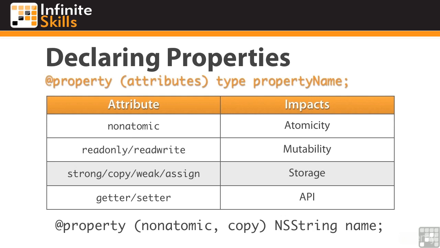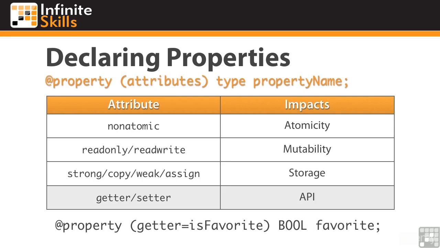The next is weak. And weak means we'd like to hold a reference to this object as long as something else in our app is holding a reference to it as well. However, if all other references to it disappear, then our reference is set to nil. And this is an extremely useful attribute and is frequently used when we're working with delegate properties. We'll talk in great detail about delegates and delegation later in this course. And the last storage attribute is assign. This means we want to do a simple assignment. This is most frequently used when we're working with simple primitive types like ints, bools, and floats.